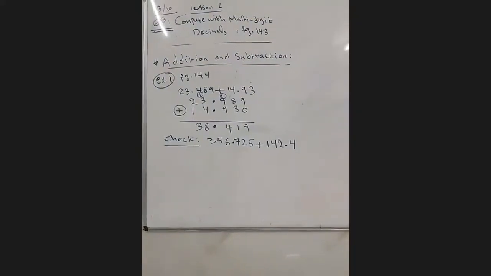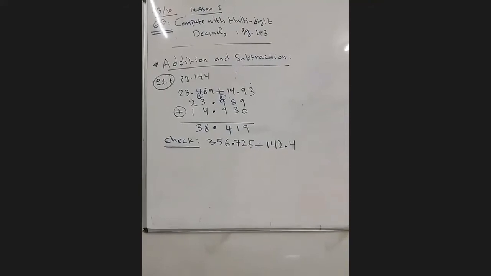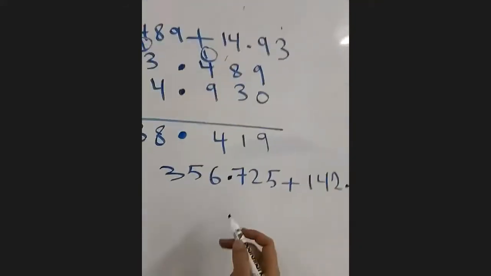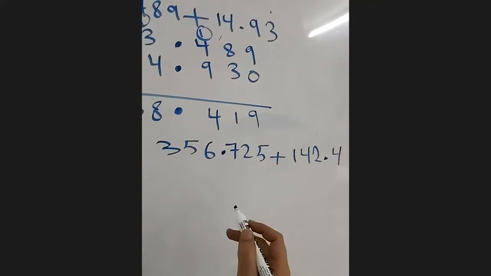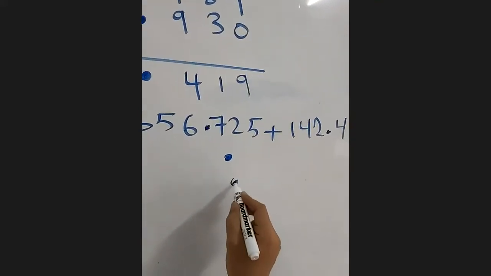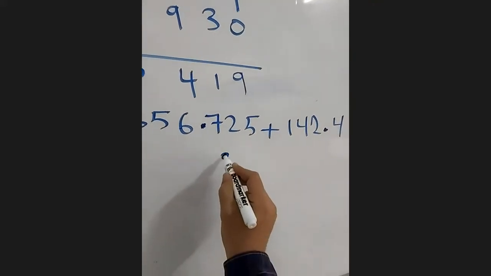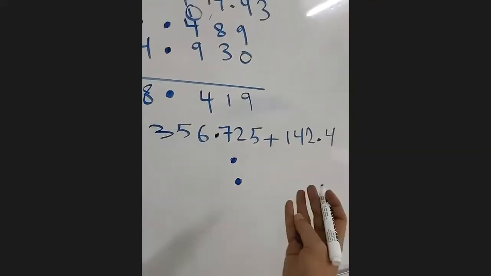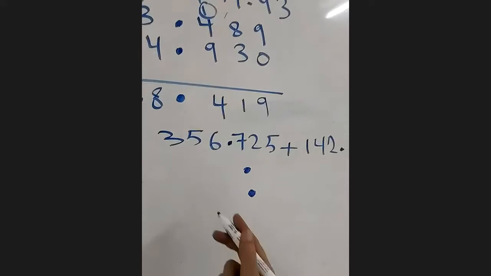Right, Yusuf. Yes, Mr. I finished. Can I do it with you? Yeah. What will I do here? Tell me the first thing. Decimal over decimal. Yeah, the first thing is decimal over decimal. Then align.